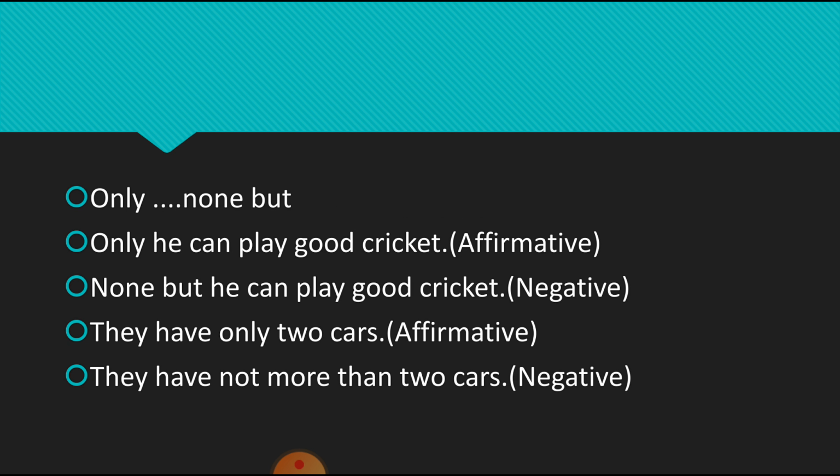Now we will add only to none, but let's see. Only he can play good cricket. None but he can play good cricket. See, when we make it negative, we need negation like no, never, not. So we add such type of negation. When only is there, we will add none. But the second sentence, let us see. They have only two cars. See, here only is there, so we have added, they have not more than two cars. We can add this also, not more than. So then it becomes a negative one.